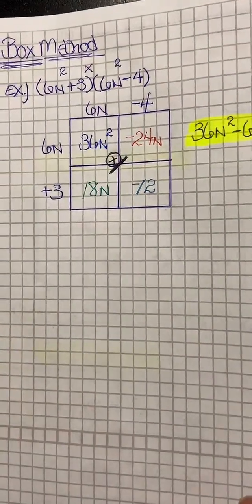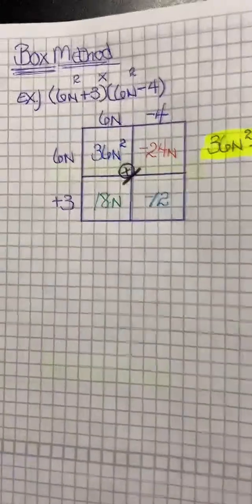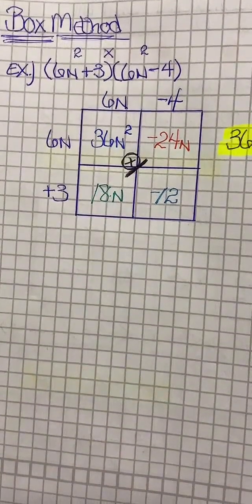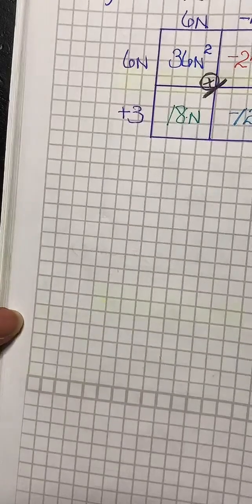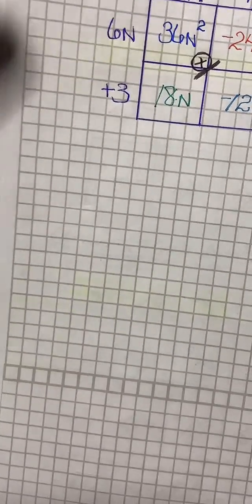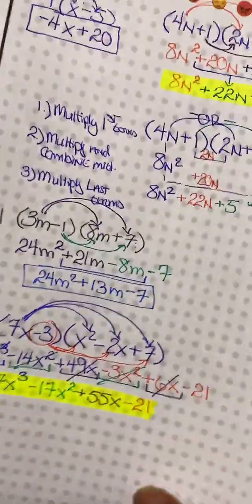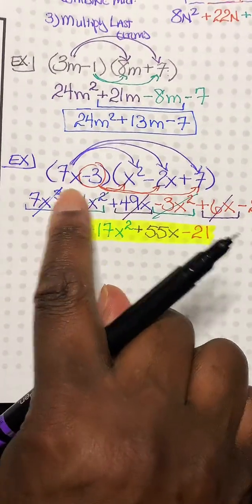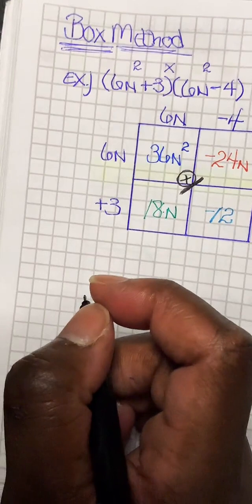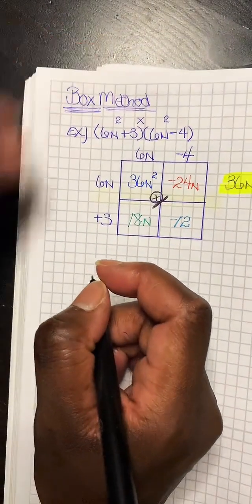Here, we're going to go for another one. I don't know why my camera is all kinds of wacky. All right, so let's try another one. Actually, you know what I'm going to do? I'm going to steal the one that we did with the binomial and the trinomial, and I'm going to do that as a box method. You're like, what? Yes, we're going to give it a try.